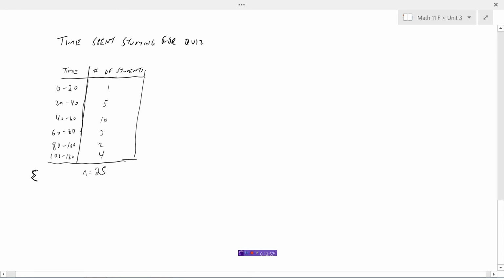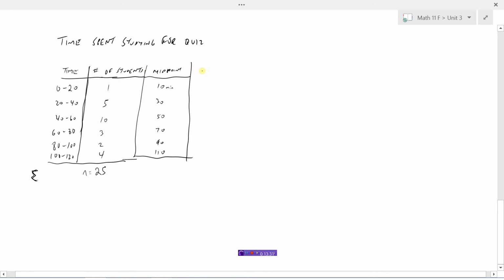And now we need to finish calculating some more information. So what else do I need? Well, whenever you have a range of data, we'll just find the midpoint of that. So instead of saying from 0 to 20, let's just say that the midpoint is 10 minutes. And between 20 and 40, this will be 30 minutes, and this will be 50, and this will be 70, this will be 90, and this will be 110 minutes.